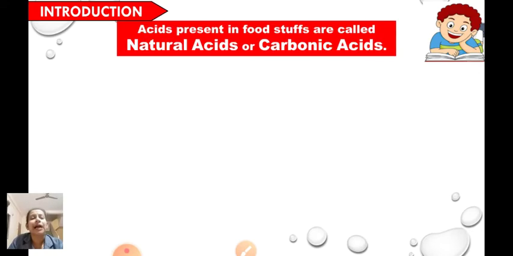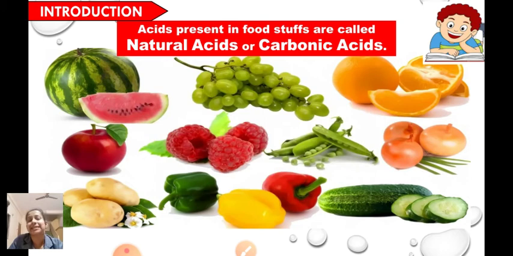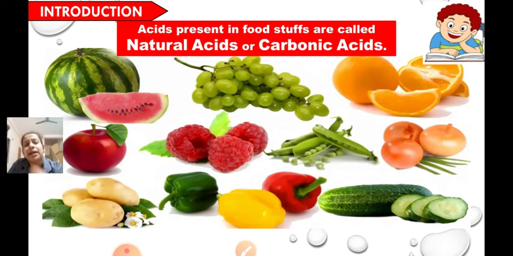Acids present in the foodstuffs are called natural acids or organic acids. Now, you can see over here different types of foodstuffs, that is, all the different fruits as well as vegetables shown. They all consist of different types of acids, and since they are present naturally within these plants or animals, they are called natural acids or also organic acids.